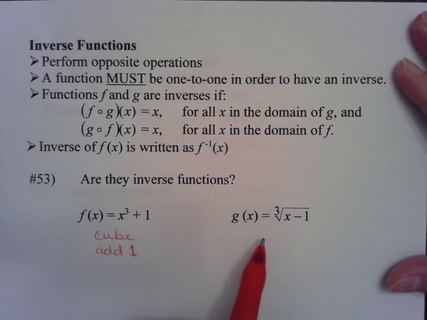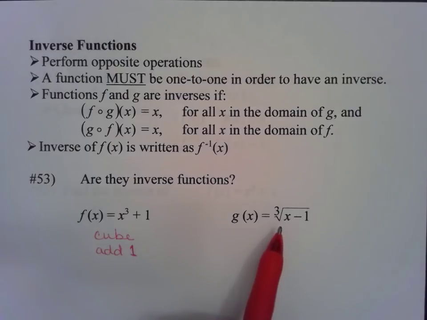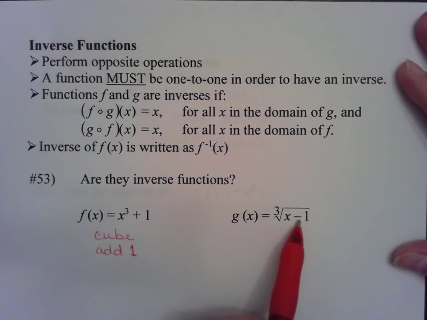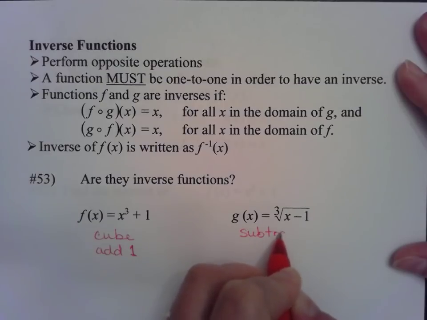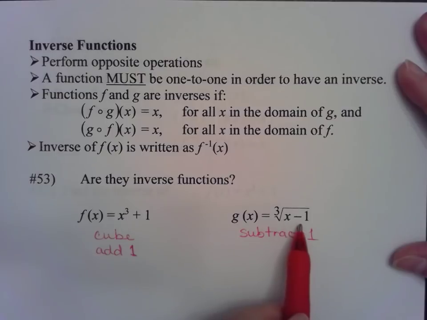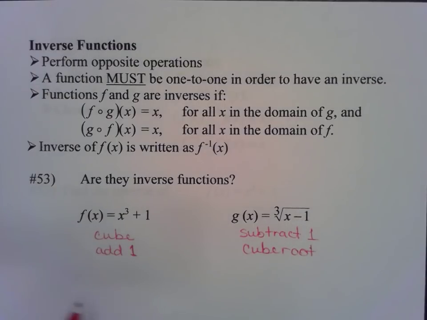Let's do the same sort of experiment for g of x. If I were to plug a number in here, let's say a 2 for example, what operations would I apply to that 2? First I would subtract 1. And then once I subtracted 1, then I would apply the cube root. Can you spot the opposites here?